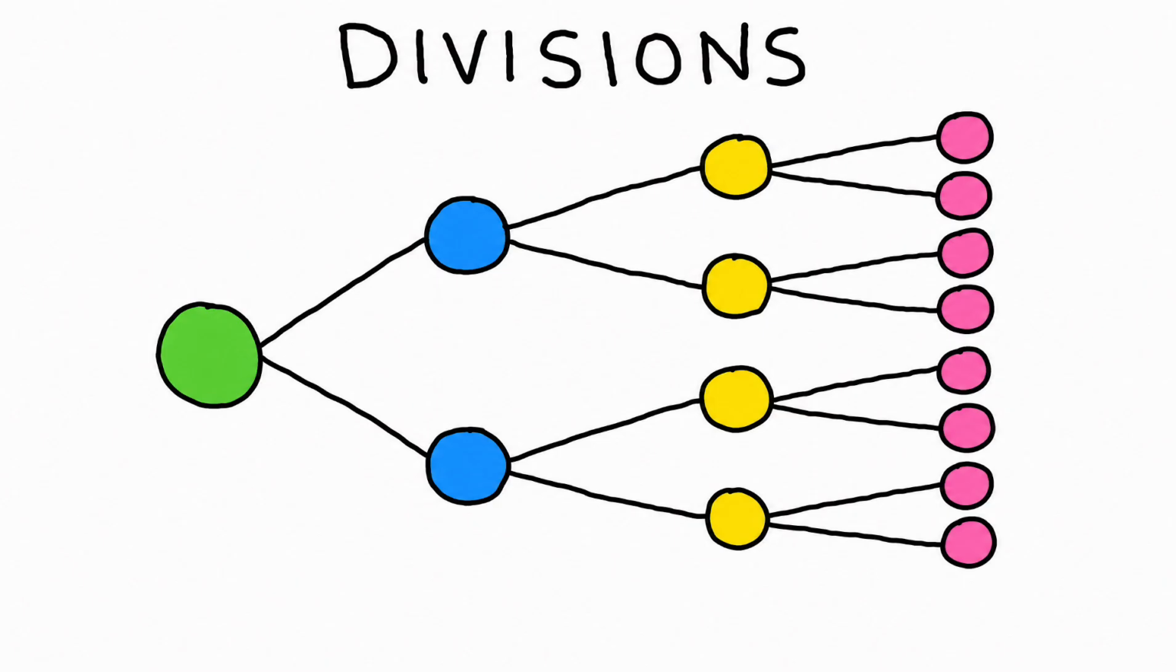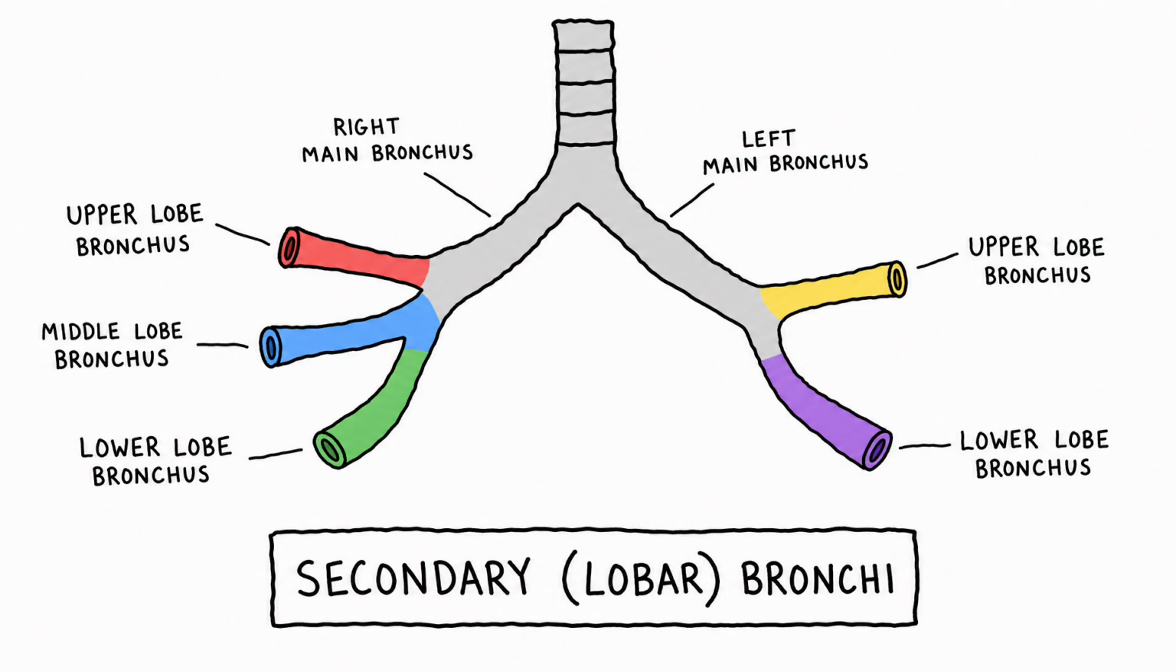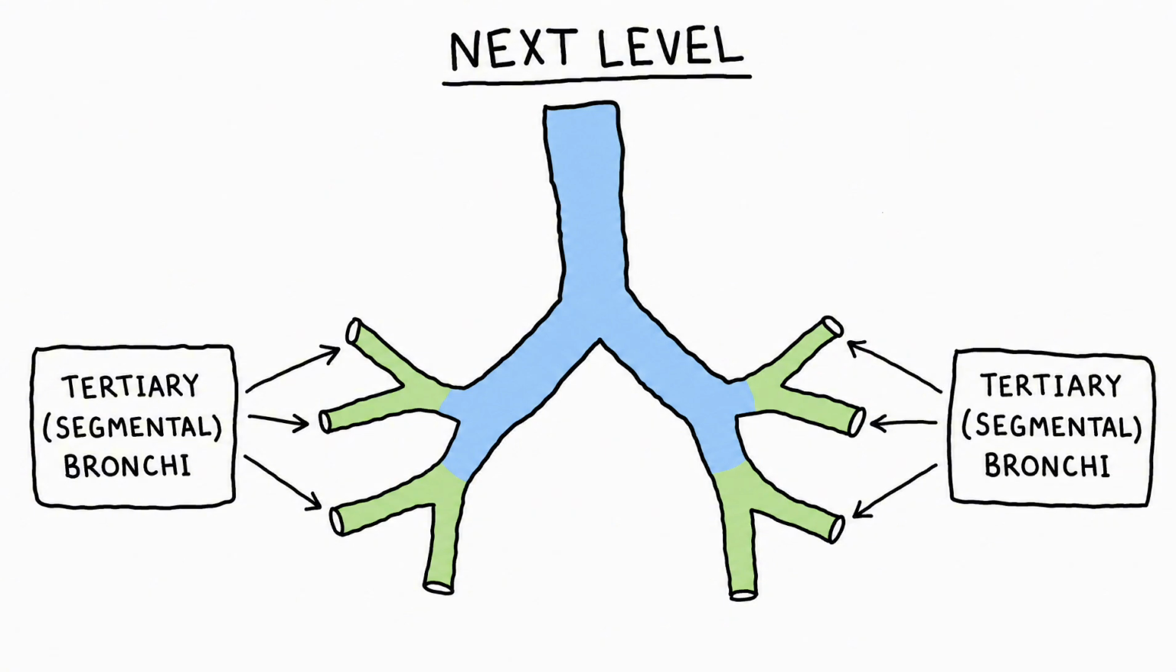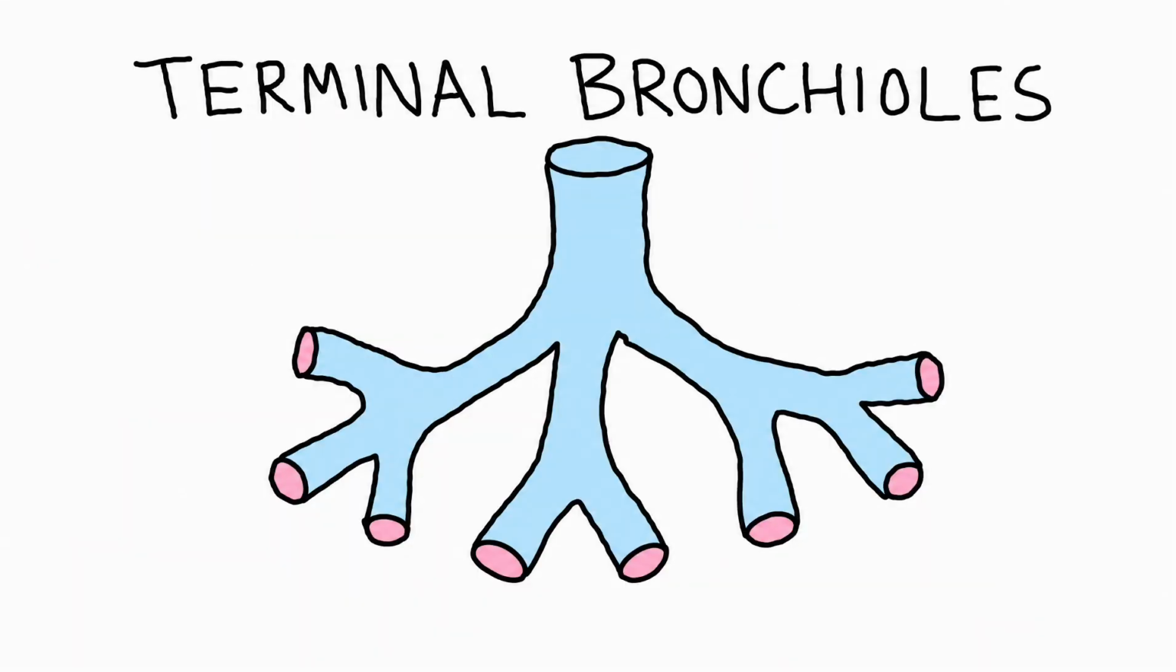So right here would be the right and left primary bronchi. Then from there you would get your secondary, also known as lobar bronchi. And then from there you would get your tertiary bronchi, also known as segmental bronchi. After tertiary or segmental, it would go into the intralobular bronchioles. And then from the intralobular bronchioles, it would go down into the terminal bronchioles.